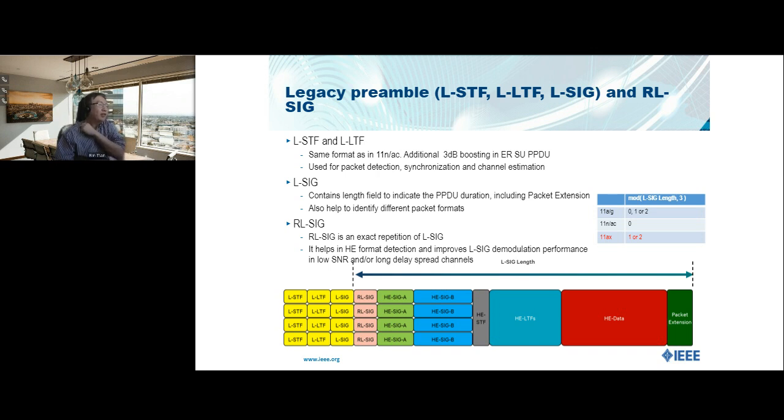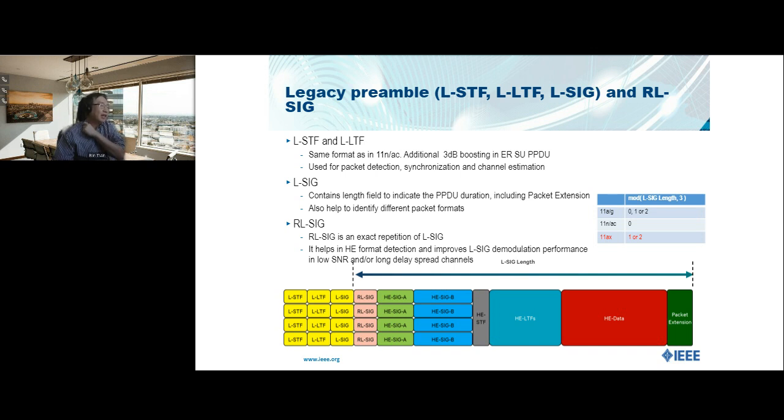So we have something called the repeat L6. We know all the legacy preamble, including L6. 11ax introduced the concept called repeat L6. Repeat L6 is the exact repetition of L6. It serves two purposes. The first one is used for HE packet format detection. So the receiver can just detect if there is an exact repetition of repeat L6 versus L6, then it can know this is an HE packet.